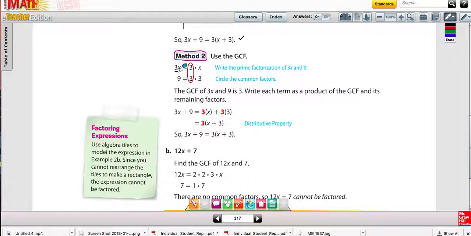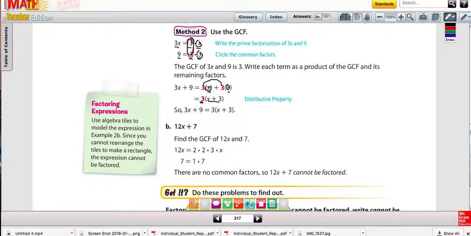Method 2 is to use the GCF. So you can write 3x as 3 times x, and you can write 9 as 3 times 3. Notice that they have a 3 in common, okay, and they have an x here and a 3 here. So they pulled out that common 3 right there, and what was left was the x plus 3 right there, okay.